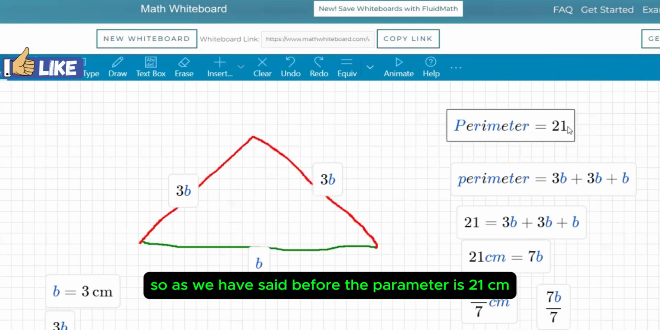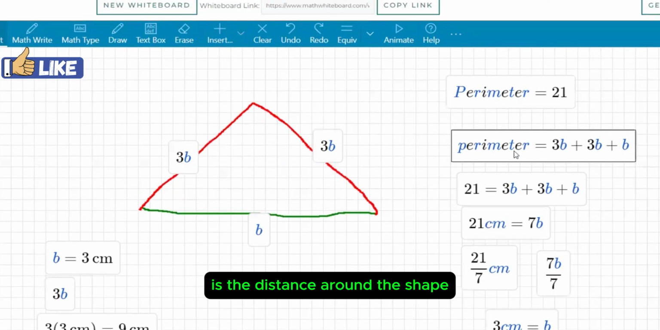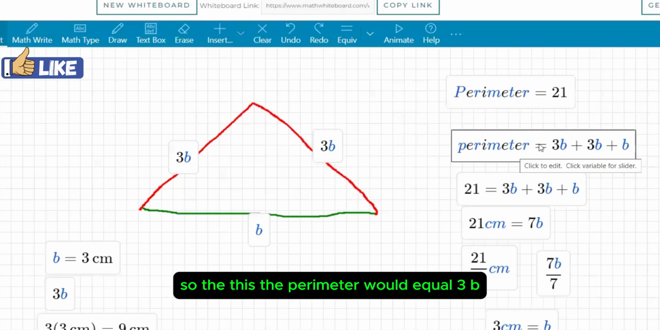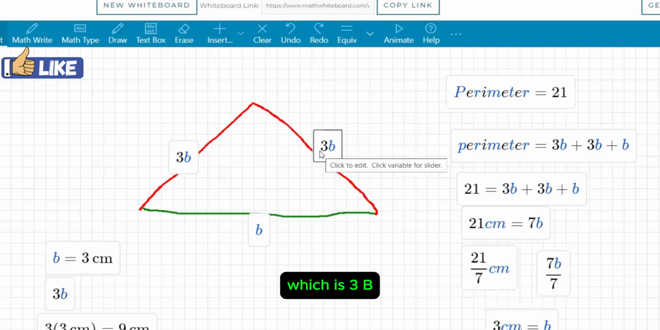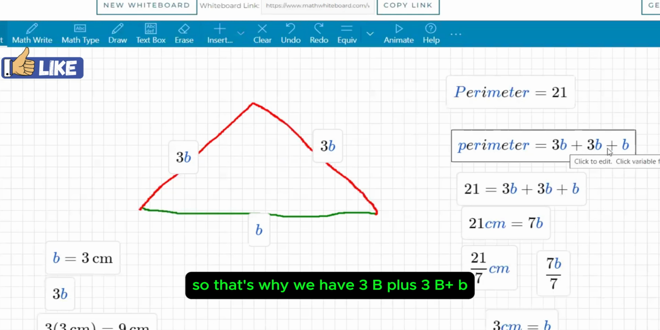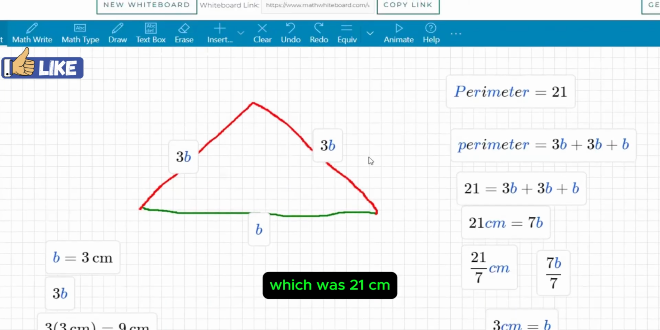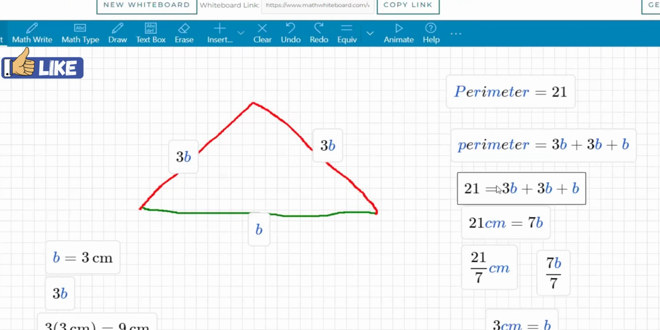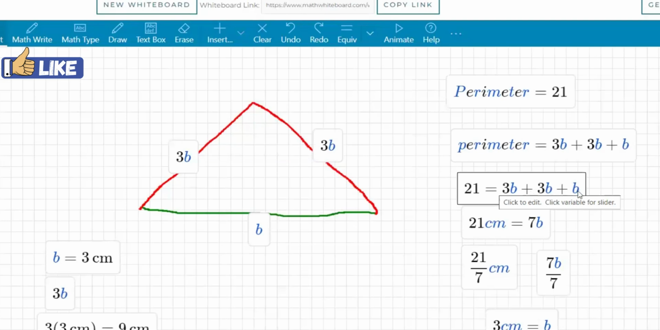So as we have said before, the perimeter is 21 centimeters. Based on the definition that we gave on the previous page, the perimeter is the distance around the shape. So the perimeter would equal 3B, whatever that length is, plus the other equal side, which is 3B, plus the base, which is B. So that's why we have 3B plus 3B plus B. The question gave us what the perimeter was, right? Which was 21 centimeters. And so we will have 21 equals 3B plus 3B plus B. I know it's a lot of B's.